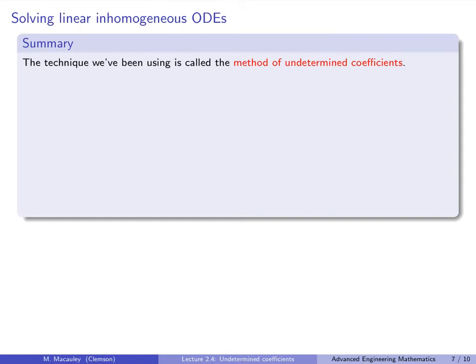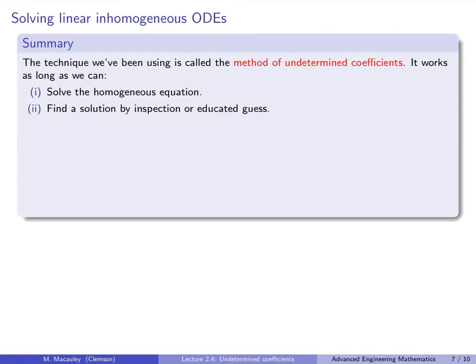To summarize what we've been doing so far, this technique is called the method of undetermined coefficients because we guess that there's a particular solution of a certain form in terms of a and b or a, b, and c. We plug it back in and we figure out what those unknown coefficients are. It works as long as we can, first of all, solve the homogeneous equation. If we can't do that, we're out of luck. And next, we need to be able to find a solution either by inspection or with an educated guess. If we can't do one, we're basically out of luck. I mean, if you can't solve the homogeneous equation, like if you separate variables and you can't compute the integral, well, there's nothing more you can do.